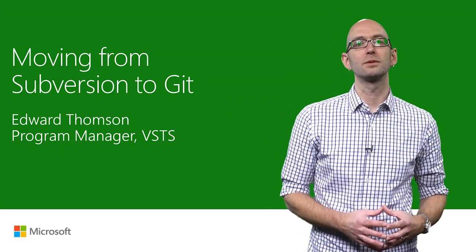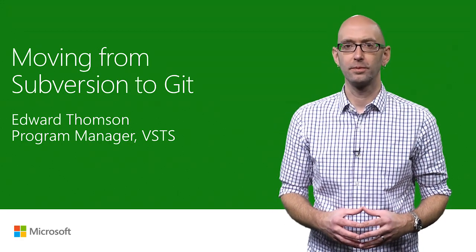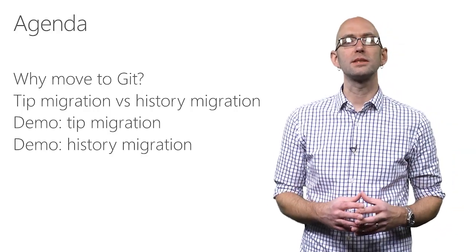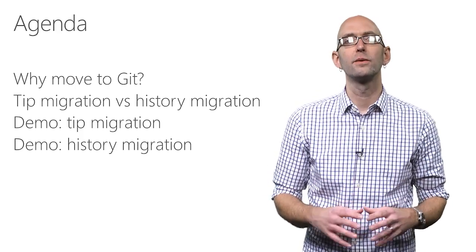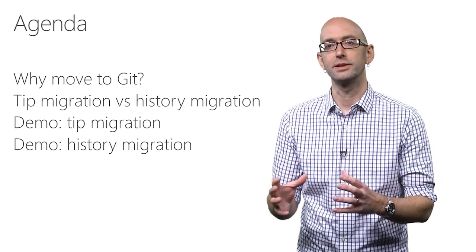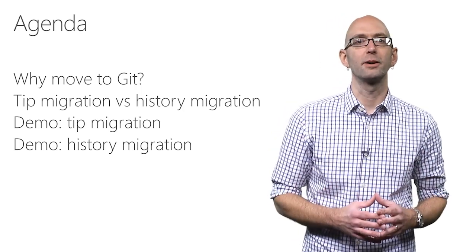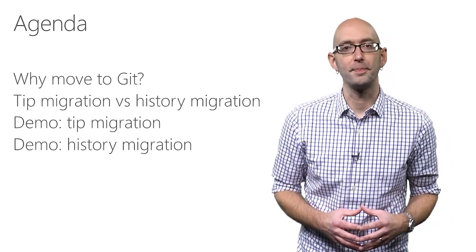I'm a program manager for Microsoft Visual Studio Team Services, and I focus on Git and version control. In this video, we'll discuss why you might want to move to Git, and discuss two different ways to move to Git from Subversion, either by doing a tip migration or a migration with history. And I'll demonstrate a tip migration as well as a simple migration with history using the Git SVN program.